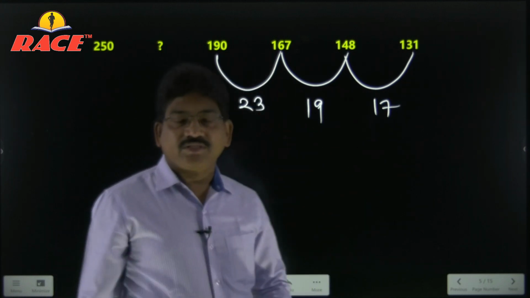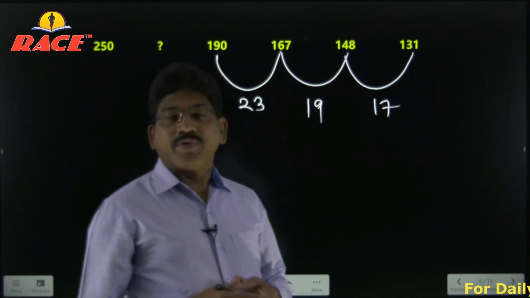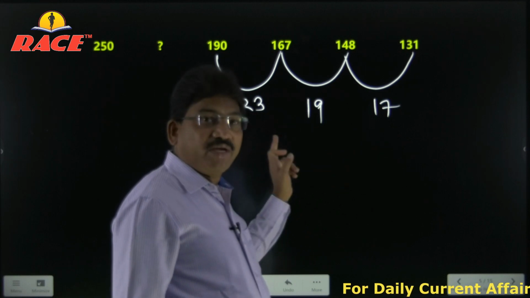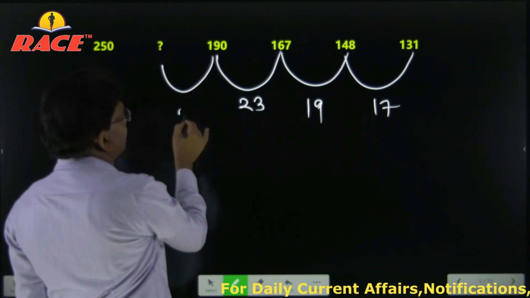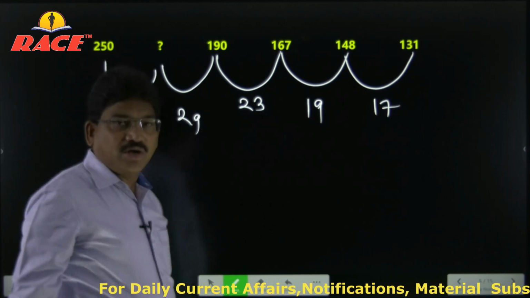What are these three numbers? 17, 19, 23. Prime numbers again. Immediately we can make out that these are prime numbers. 17, 19, 23. After 23, what is the next one? The next one should be 29. If it is 29, the next one should be 31. Let us see whether it is following or not.